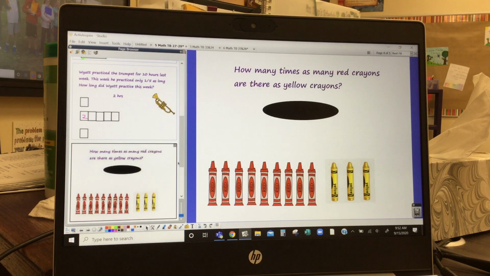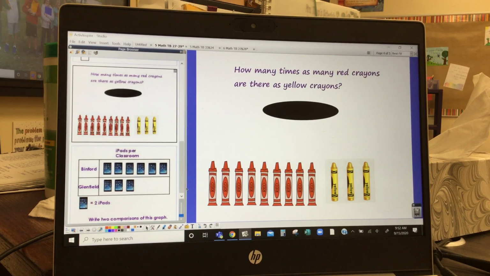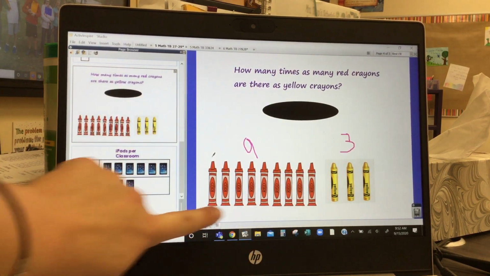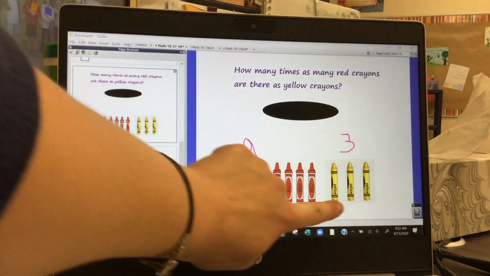Beautiful work. Okay, this one's kind of a fun one. How many times as many red crayons are there as yellow crayons? Okay, so here let's count. 1, 2, 3, 4, 5, 6, 7, 8, 9 red crayons. Okay, so I would just write 9 red crayons, or if you want to sketch 9, go for it. How many yellow crayons do we have? Well, you can see there's 3 yellow crayons, right? Now, how many times as many red crayons are there compared to yellow crayons?